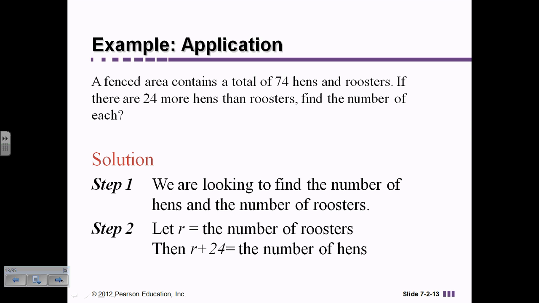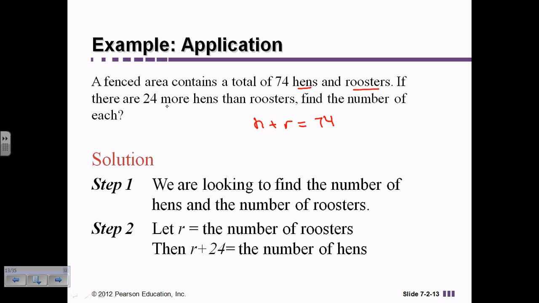So here's an example. A fenced-in area contains a total of 74 hens and roosters. If there are 24 more hens than roosters, find the number of each. So you've got to decide, what am I talking about here? We're talking about hens and roosters, right? Hens and roosters. And 74 represents how many total hens and roosters there are. So the hens plus the roosters is 74.